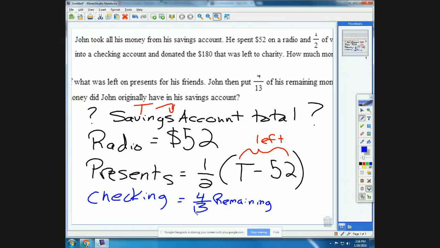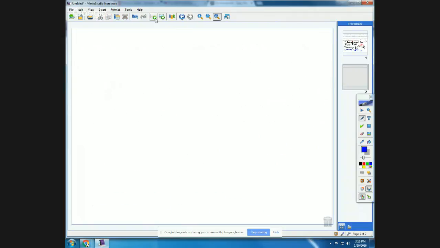Okay, so what does that tell us? That 4/13 would be $80. Oh, okay, so we could work back up. That's a good idea. Let's try it, see if it works. So let's get a new page, and I'll pick up on the algebra junk in a minute.